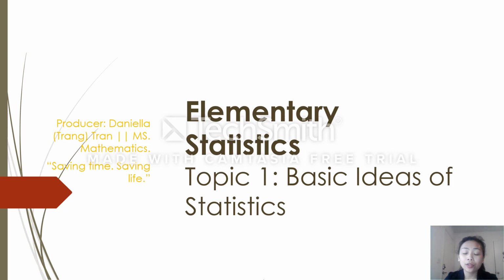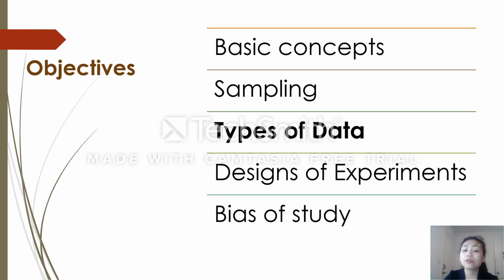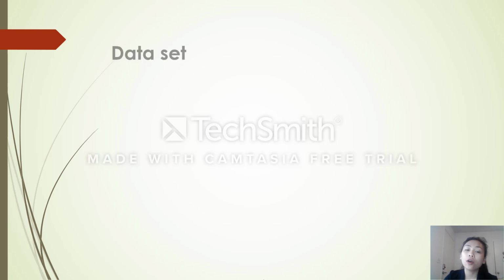And today, to continue working on the basic ideas of statistics, I would like to talk about types of data. So first, data set. What is a data set? Remember in our first lesson I introduced 6 types of sampling methods and how to collect a sample.